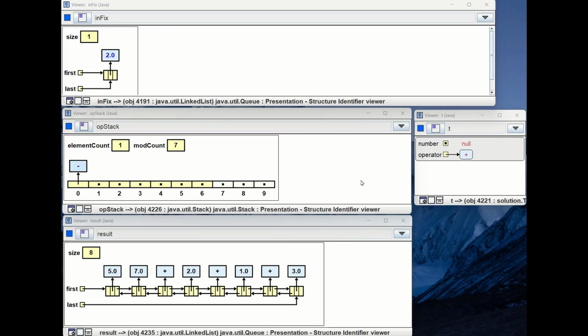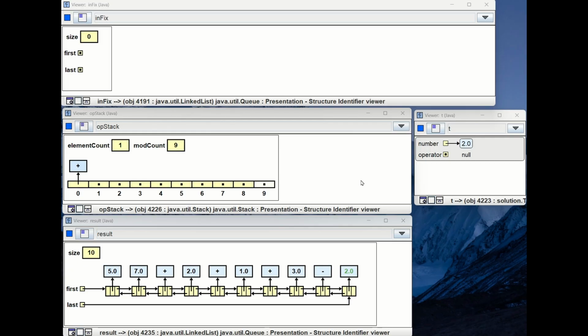The plus sign has the same operator precedence as the minus, so we're going to pop off the minus, and then push the plus onto the stack. Now we go back up to our input. Our input is the number 2. That goes back into our result.